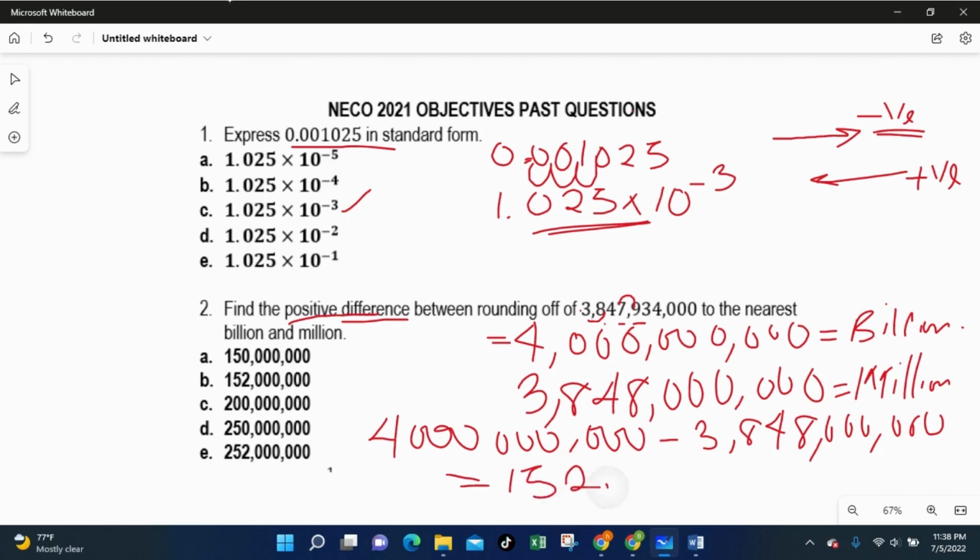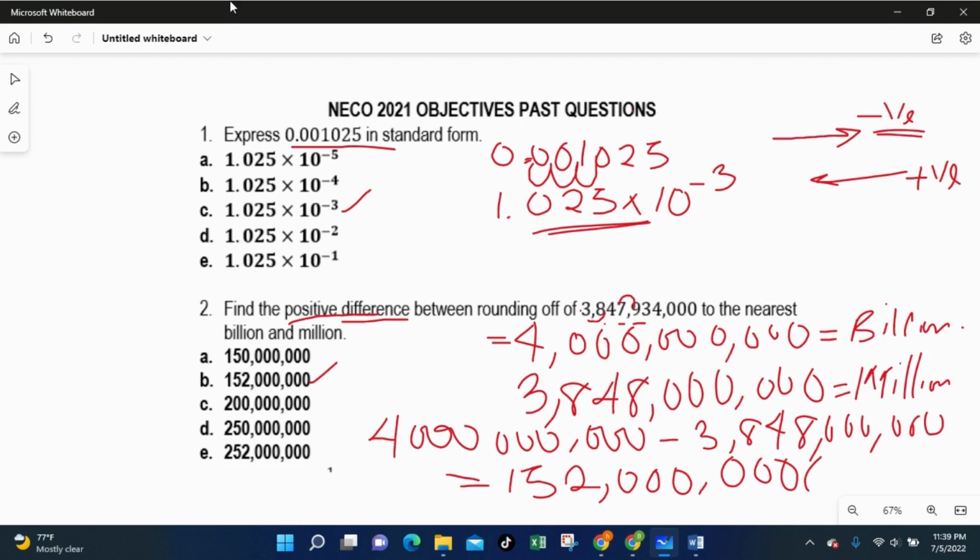If you subtract this from this, you are going to have 1, 5, 2. During your NECO, you'll be permitted to use your calculator, so you can use your calculator. 152,000,000. So if you look at this very well, the correct option is option B. So this is the solution to the first two questions.